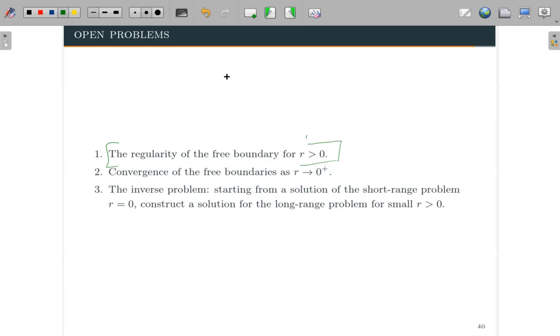So what we did was in one direction, starting from the problem with an R, we let R go to 0. Now the other way is starting from a limiting configuration. So actually, starting from a configuration where everything is side by side, using the fact that we know everything about this problem, can we build solutions with small R?